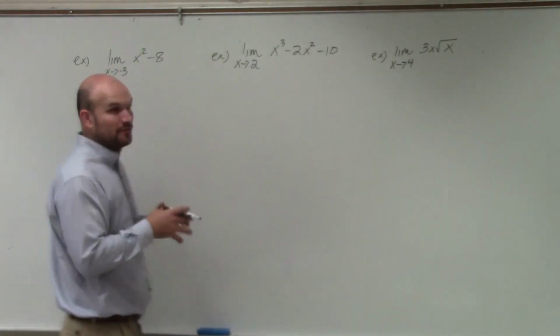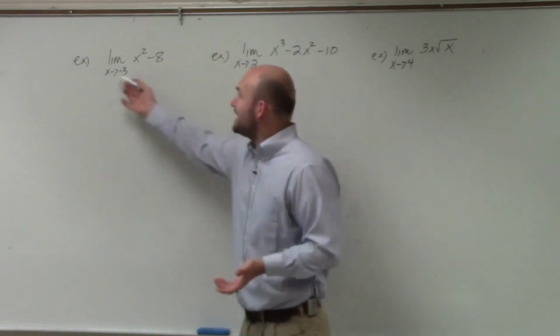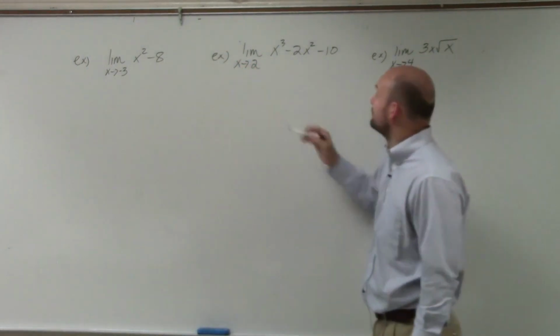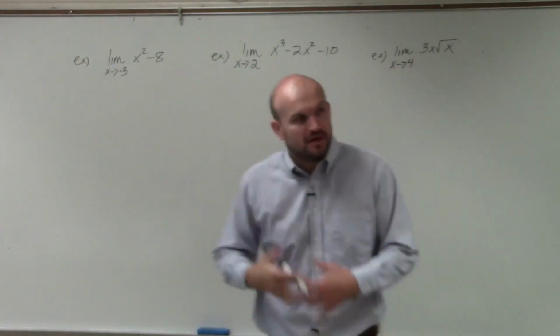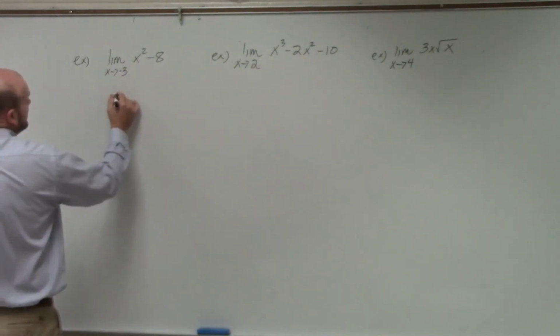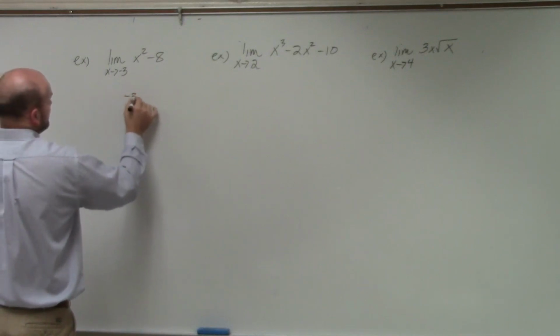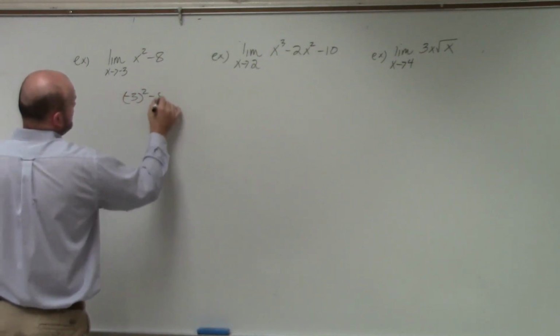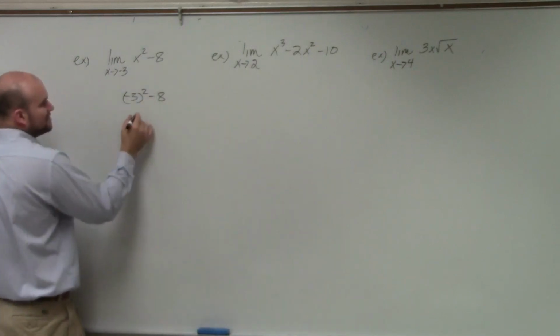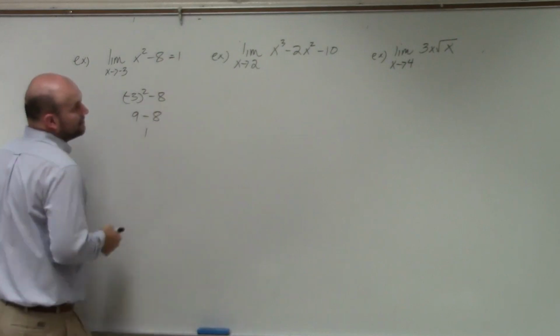These are going to be 3 examples of continuous functions. So to evaluate the limit, what the function is approaching as x approaches -3, as x approaches 2, and as x approaches 4, we can simply plug in the value. So I'll just take -3 squared minus 8. -3 squared is going to be 9 minus 8, and that's going to equal 1.